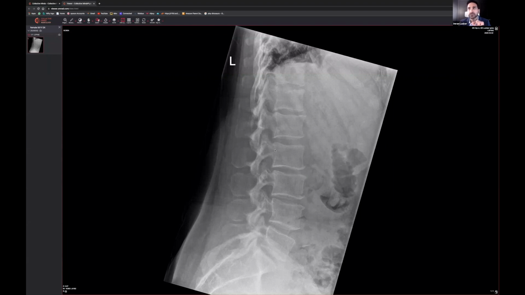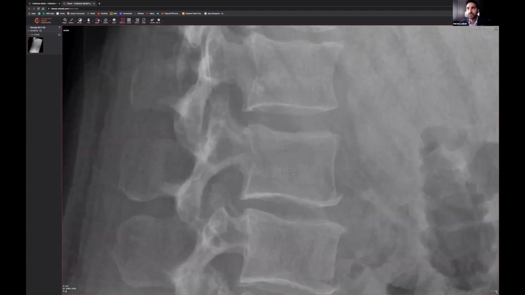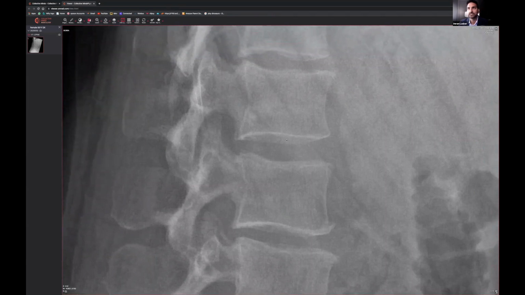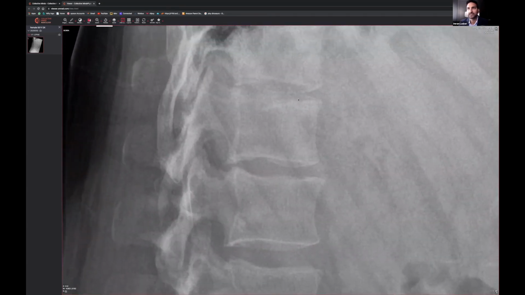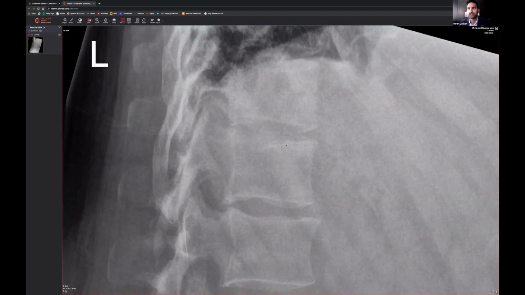Now, one thing I want you guys to pay special attention to is the cortices of the superior and inferior vertebra as we go along. As we come further and further upwards, this area over here starts to look a little bit less well-defined. You see that definition there?